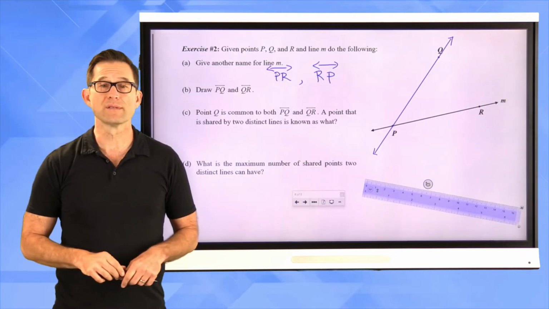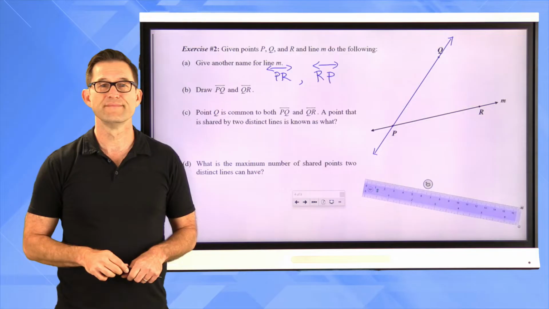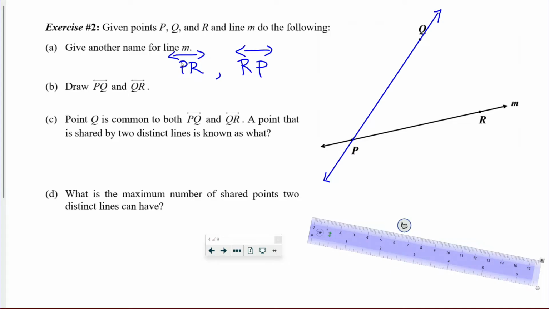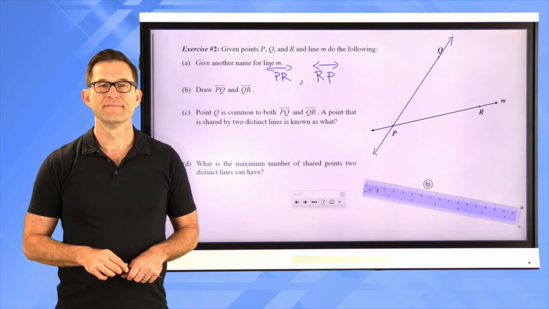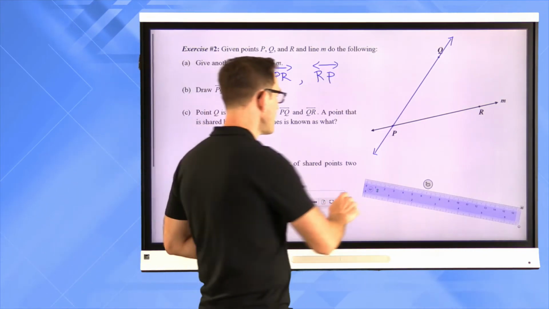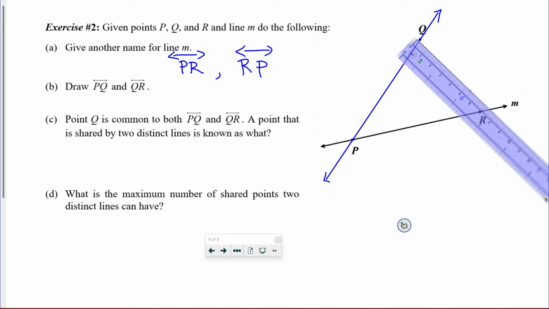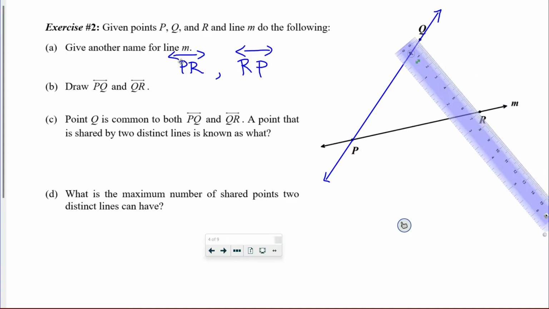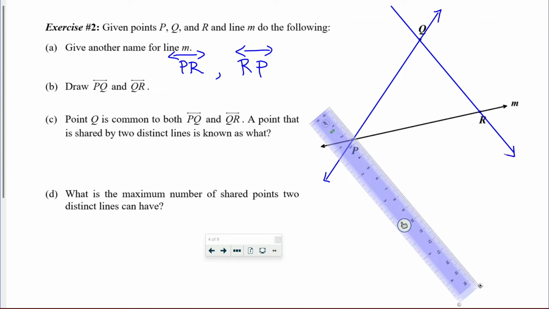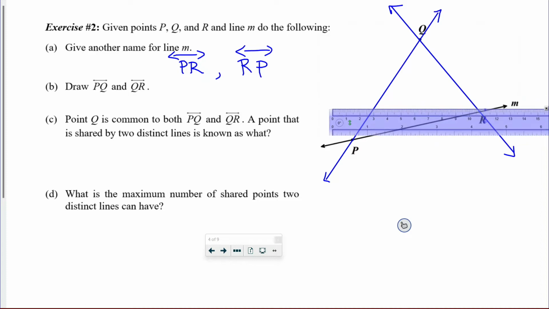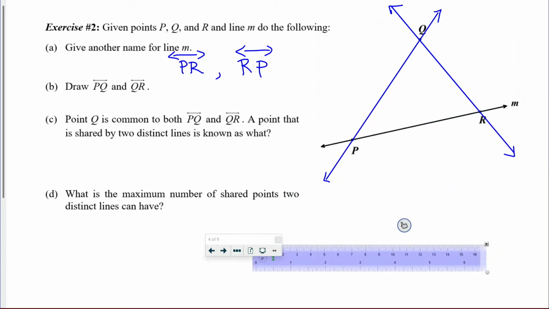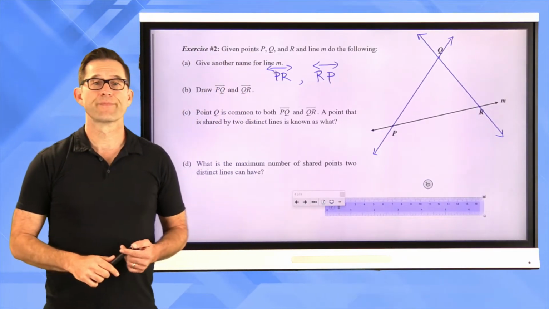So there's my line PQ. Why don't you go ahead and pause the video now and draw line QR. All right, let me get line QR up there real quick. I'll get better with this ruler as time goes on, I hope. There we go. All right, and there is my line QR. Great. Let's take a look at letter C.